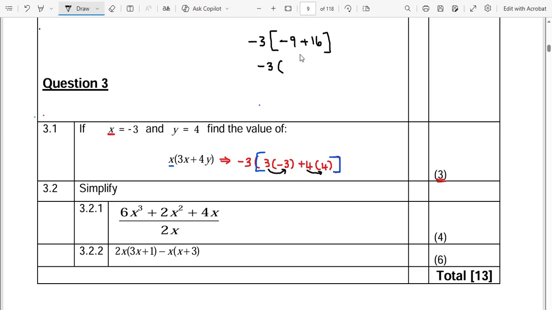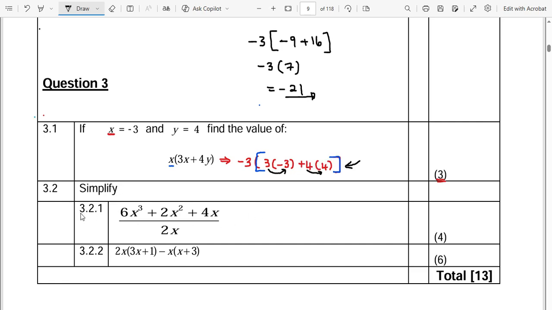Then minus 9 plus 16. That gives us what? This gives us positive 7. So I'm going to say this is positive 7 inside the bracket. Then 7 times 3, but remember, the 3 is negative. This will give us negative 21. So this is your final answer. That's how you collect the 3 marks. Please, when you get to the steps, don't just punch the calculator. Show the examiner that you know the work.